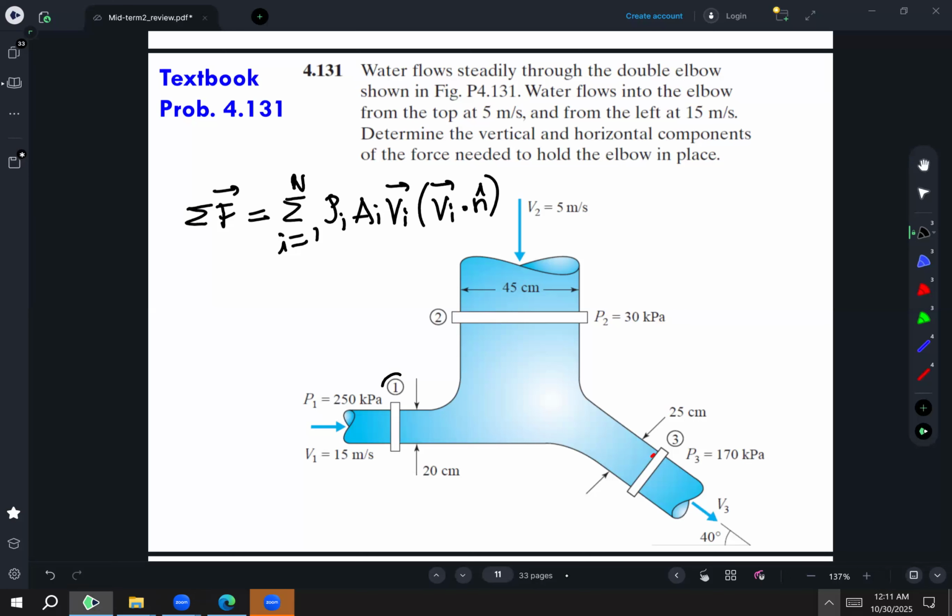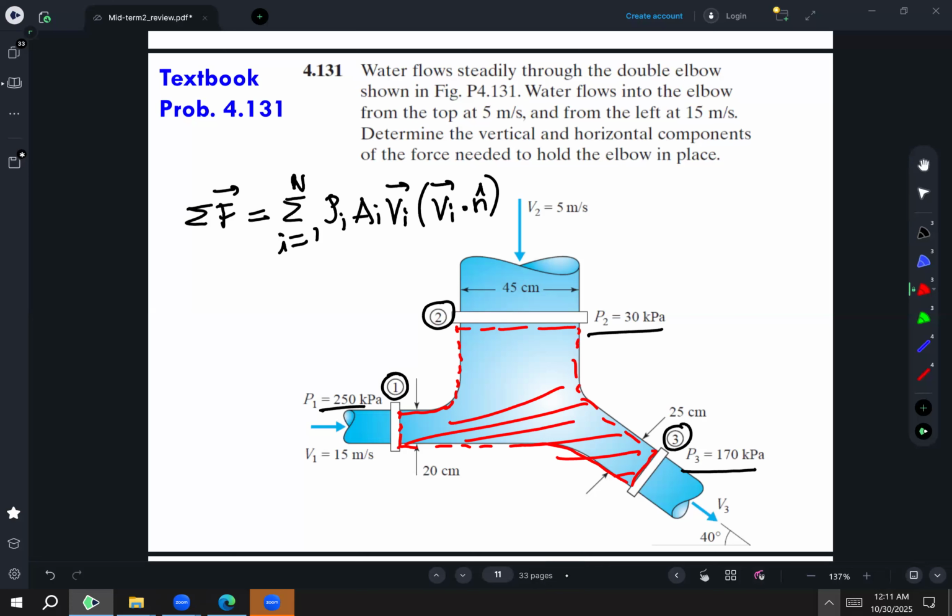So we have a section 1, section 2, and section 3, and we have the information on the pressures: pressure 1, pressure 2, and pressure 3. So if we draw the control volume, it will be something like this. I'm drawing the control volume between sections 1, 2, and 3. So that will be my control volume.